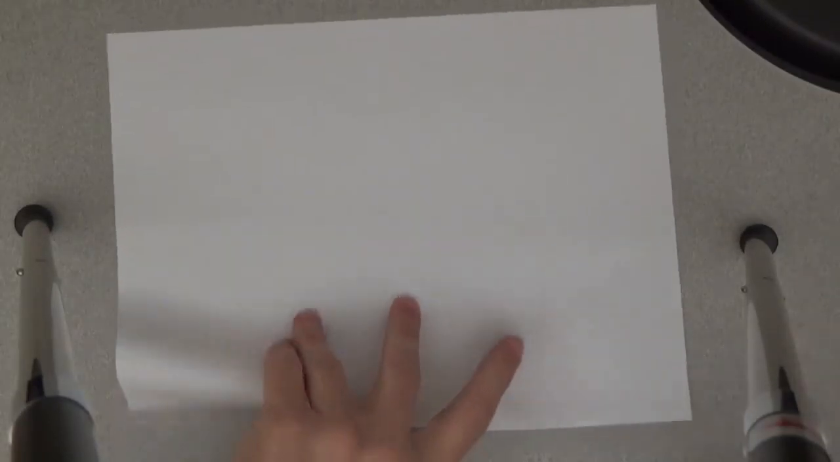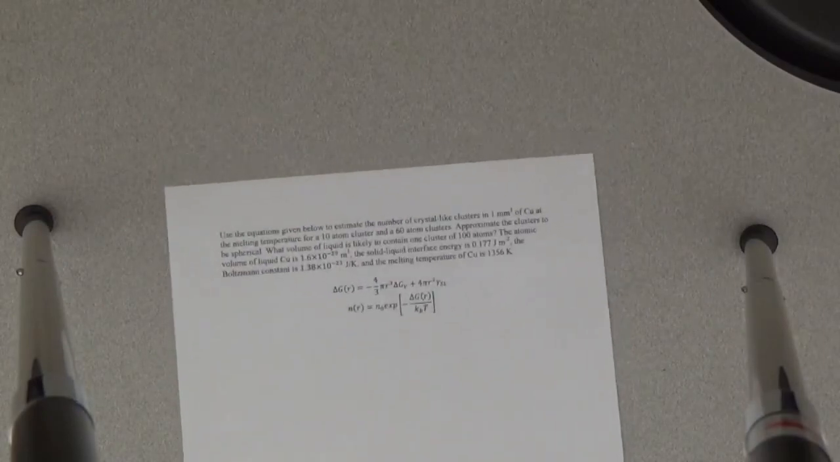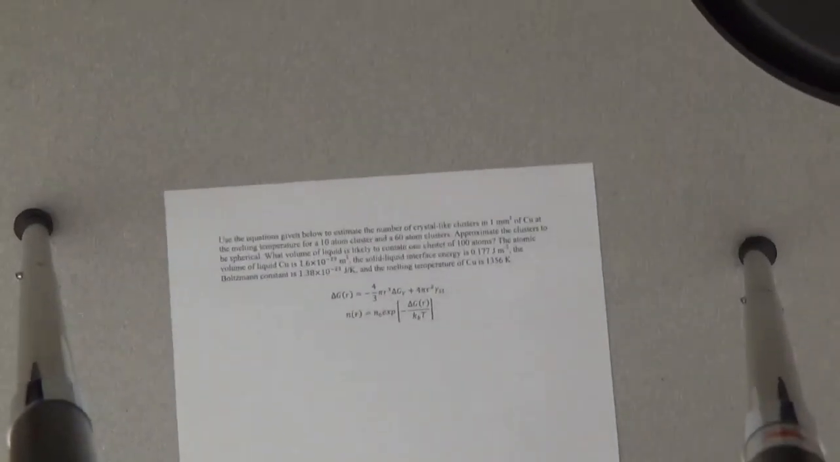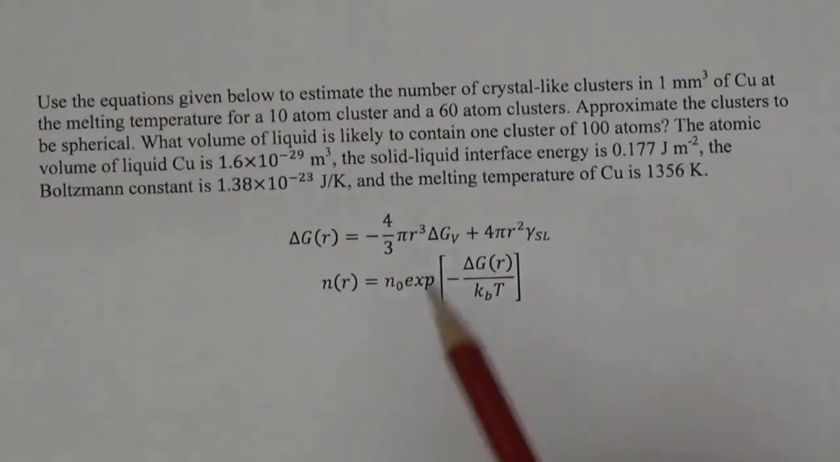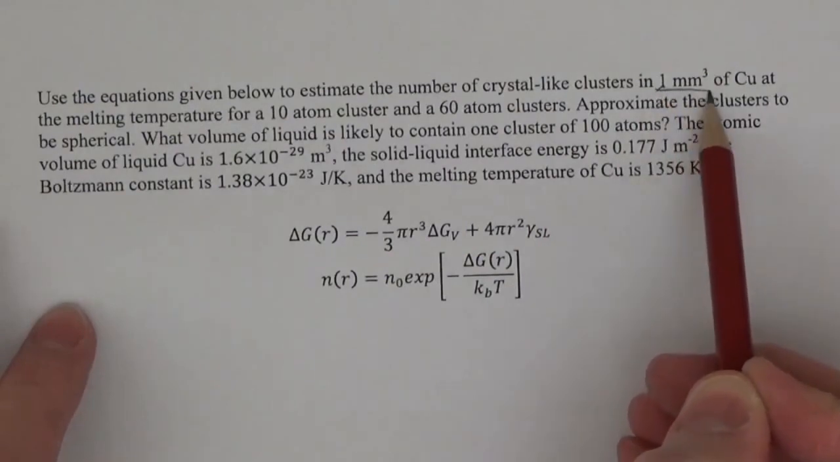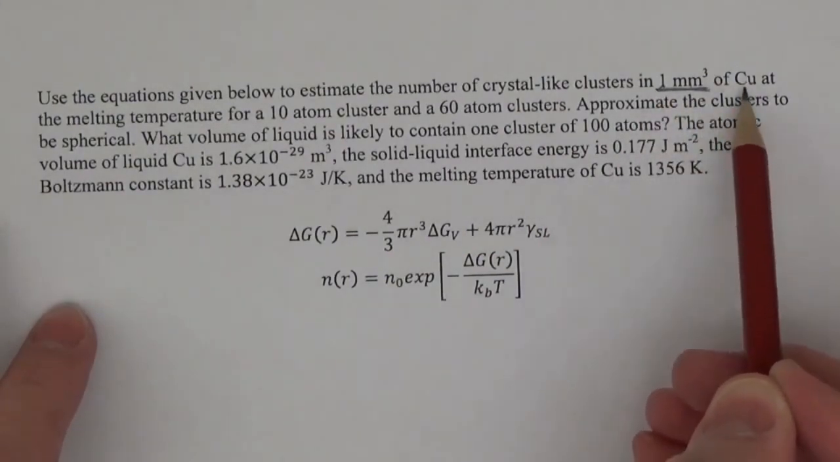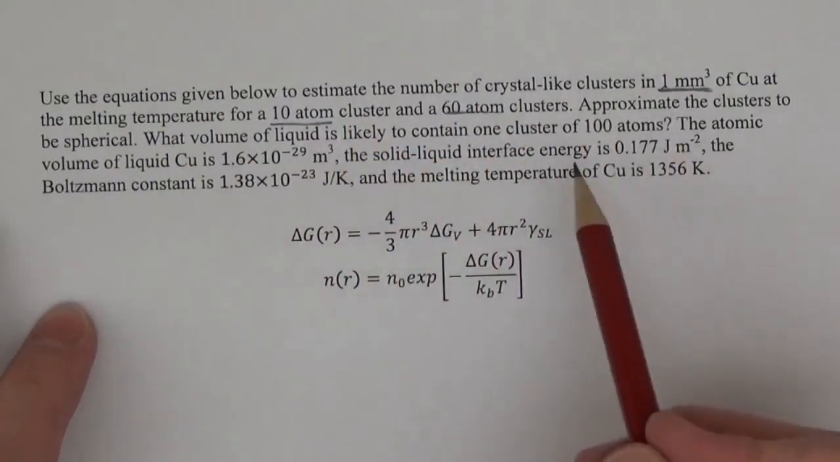Okay, first problem. The first problem says, use the equation below to estimate the number of crystal-like clusters in 1 cubic millimeter of copper at the melting temperature for a 10 and a 60 atom cluster.